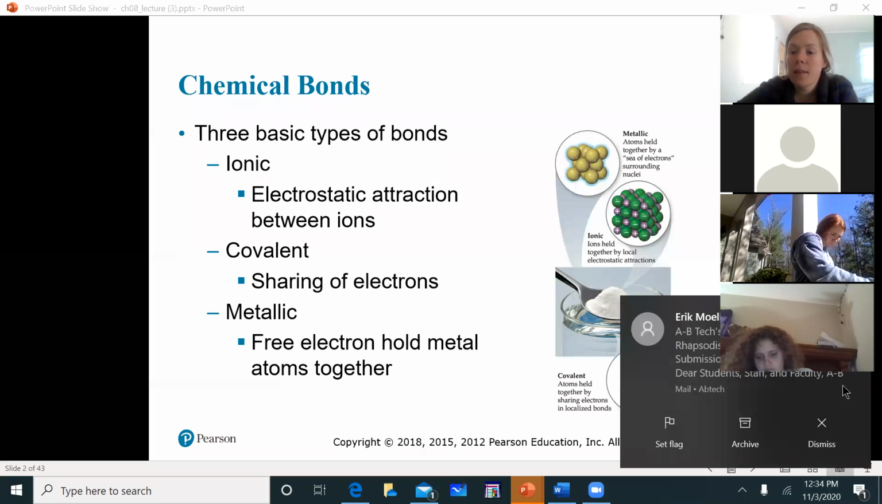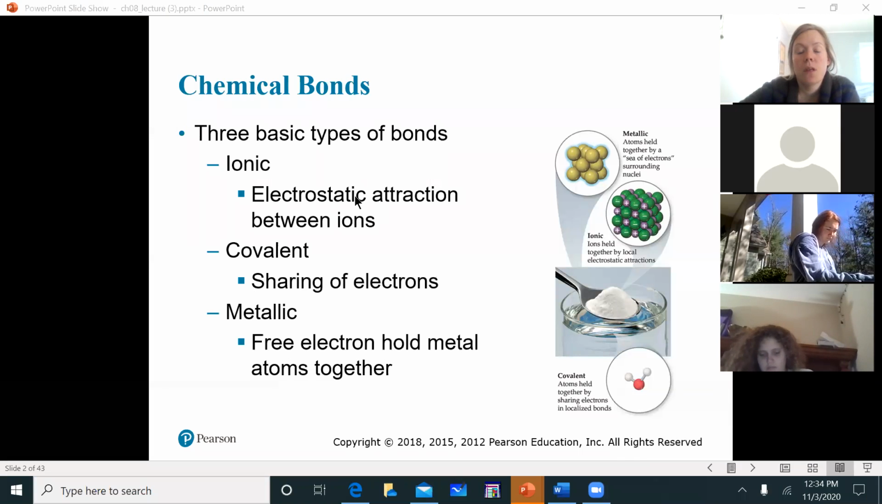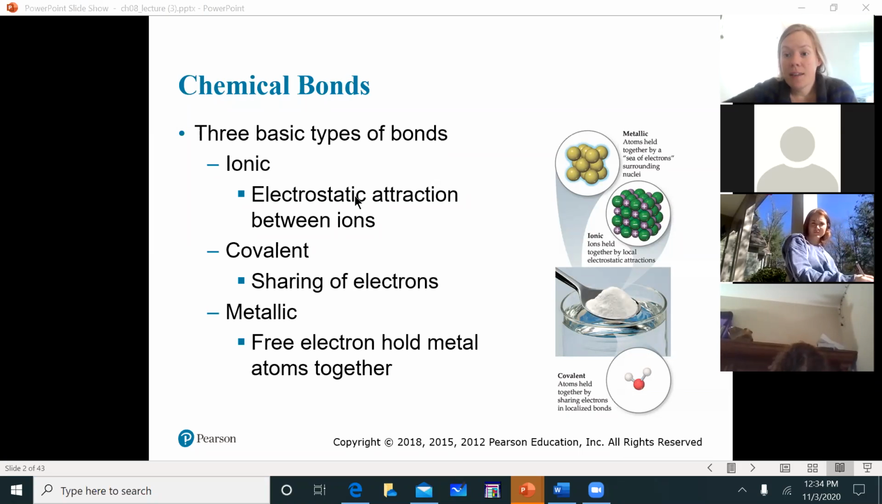So with ionic, that means that we have something that has a positive charge and something that has a negative charge, and they're coming together. So this is our metal and nonmetals. And there's an electrostatic attraction between these ions. So they're sticking together like 2 ends of a magnet.